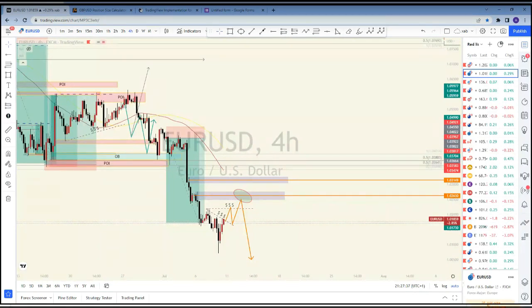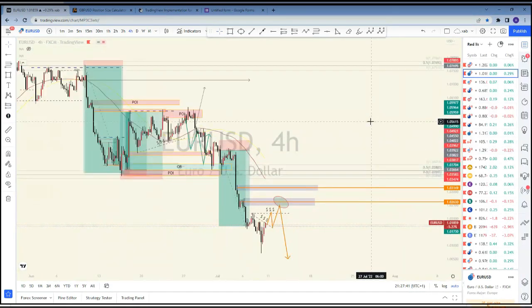Okay, so that would be my preferred entry for Euro USD. Quickly, let's look at GU.